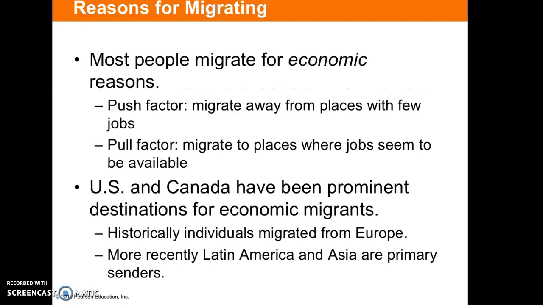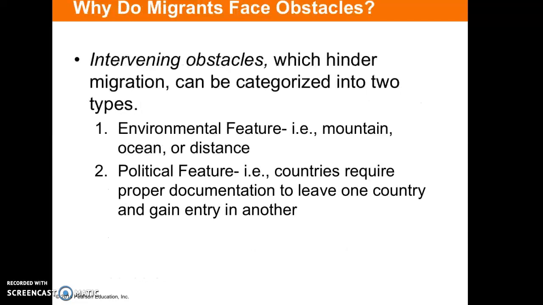The biggest reason people tend to migrate is for economic reasons. So the push factor would be they don't have a lot of jobs, or they're only low-paying jobs, or they're just agricultural jobs, and they want to move on and have new opportunities. And the pull factor is you're going to migrate to places where jobs either are available or you believe they'll be available. The U.S. and Canada historically have been prominent destinations for economic migrants. And historically, we had the migration from Europe, and more recently, Latin America and Asia are the primary senders.